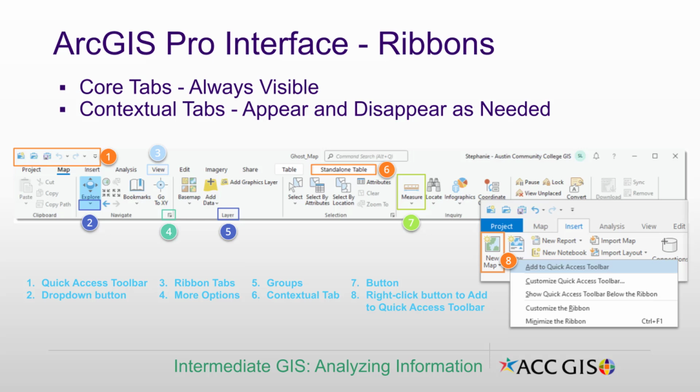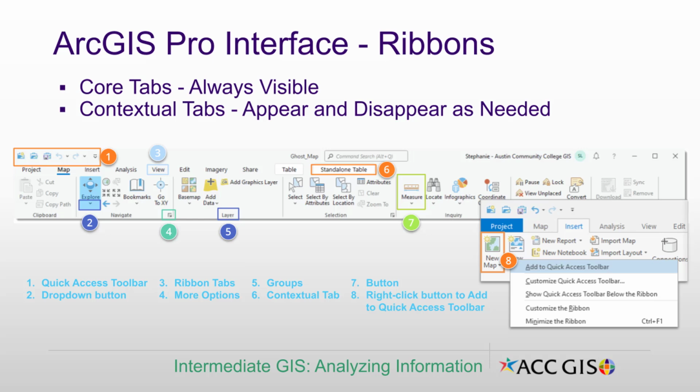Now the tabs that you see that are in gray are what we call core tabs. They are always visible no matter where you are in the software. But occasionally when you click on an element or object, then you get what we refer to as contextual tabs or context sensitive ribbons, and they appear and disappear as needed. In this example right here, the user has selected a layer in the contents pane, and that's activated a context sensitive ribbon. In this case, they've selected a table, and that activated the context sensitive standalone table ribbon.